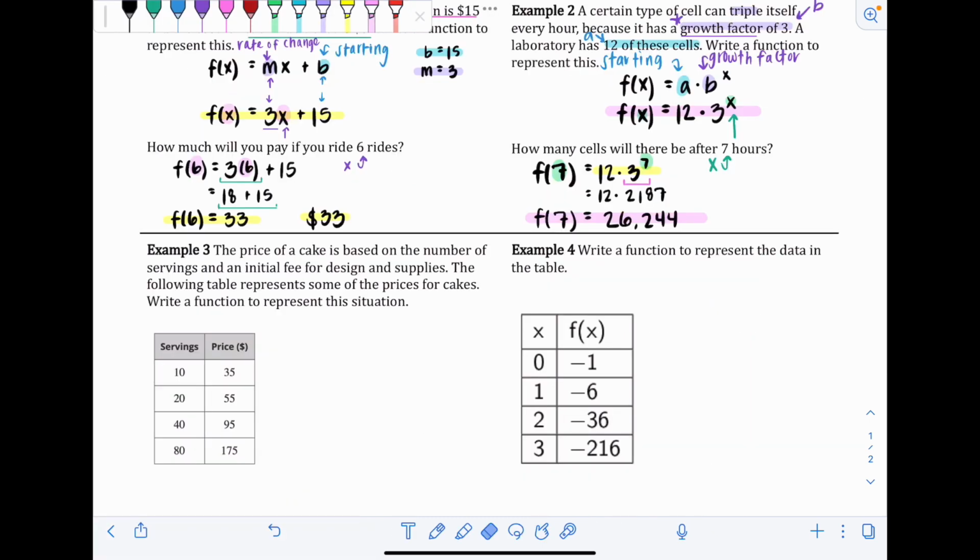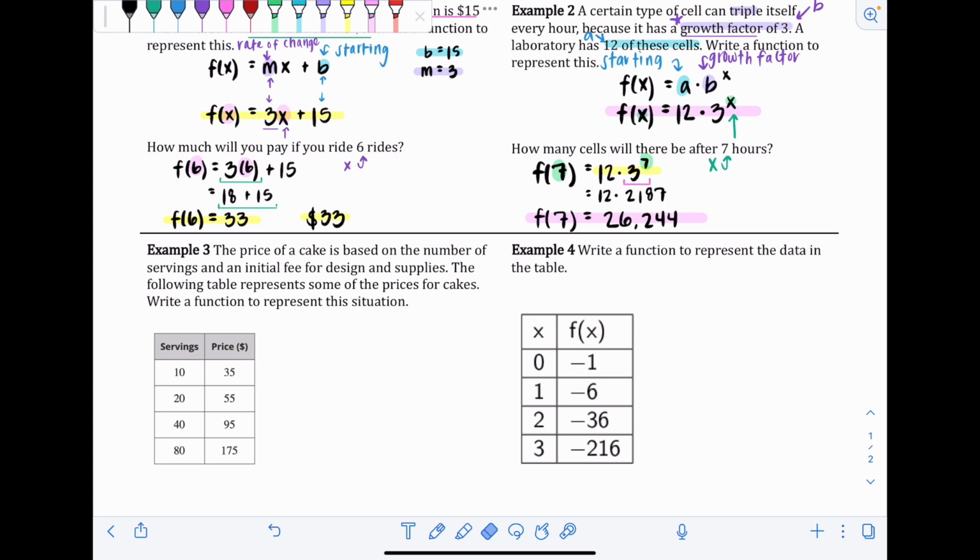So for example 3, the price of a cake is based on the number of servings and the initial fee for design and supplies. The following table represents some of the prices for cakes. Write a function to represent this situation. So before we decide how to write the function or what formula to use, we have to determine whether it's linear or exponential. And if we're deciding on linear, we're trying to look for a consistent rate of change.